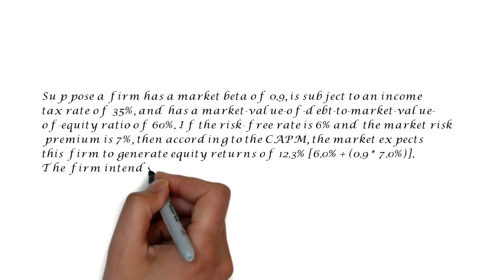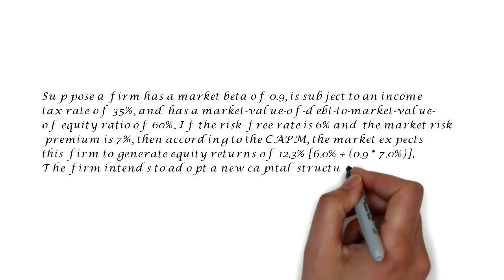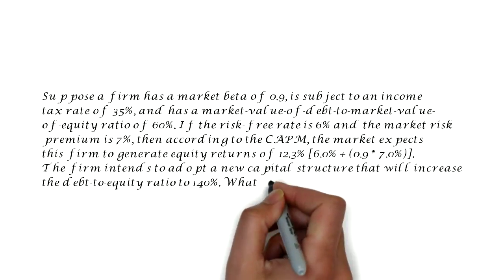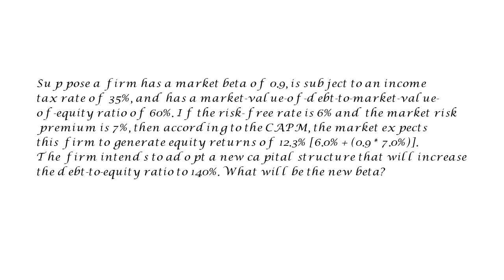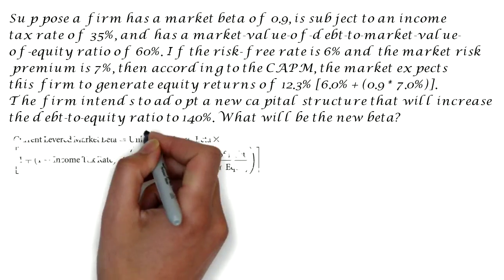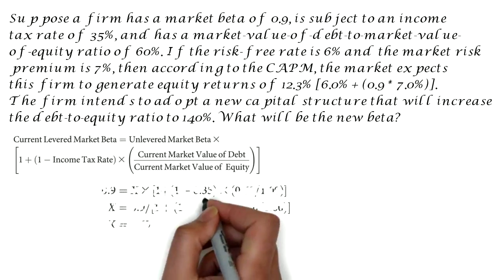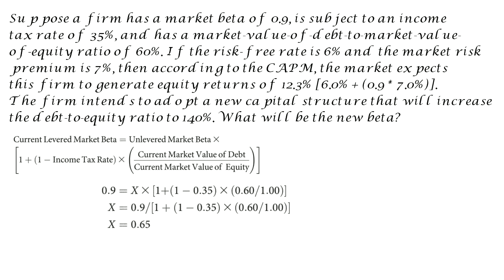The firm intends to adopt a new capital structure that will increase the debt to equity ratio to 140%. What will be the new equity beta? To project the firm's levered beta under the new capital structure, the first step is to solve for unlevered beta, denoted by X as follows.